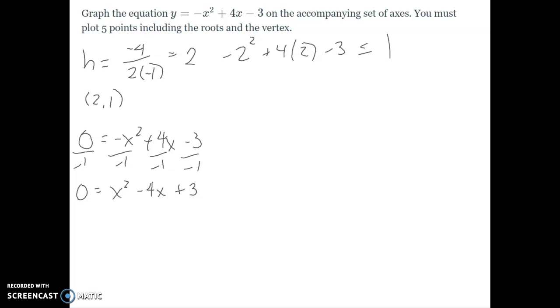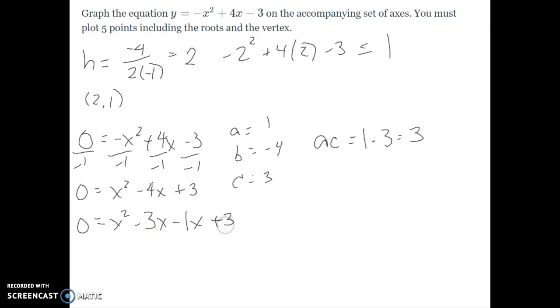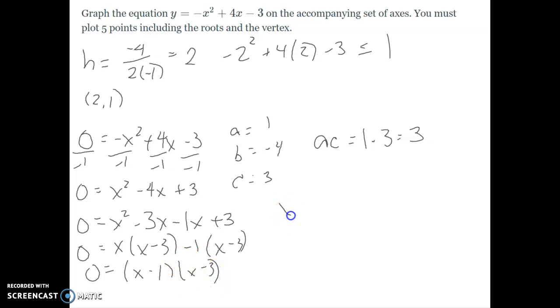Okay, so now let's factor this. I got a, b, and c. a is 1, b is -4, c is 3. So a times c, 1 times 3 is 3. So I need two numbers that multiply to 3 and add to be -4. And that's going to be -3 and -1. All right, so let's factor this. I'm going to take out a -1 right there so that they'll match. All right, and then remember when we're solving, we have to take each of those and set them equal to 0.